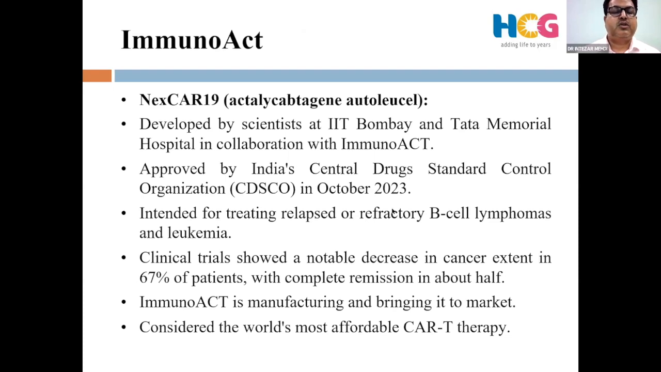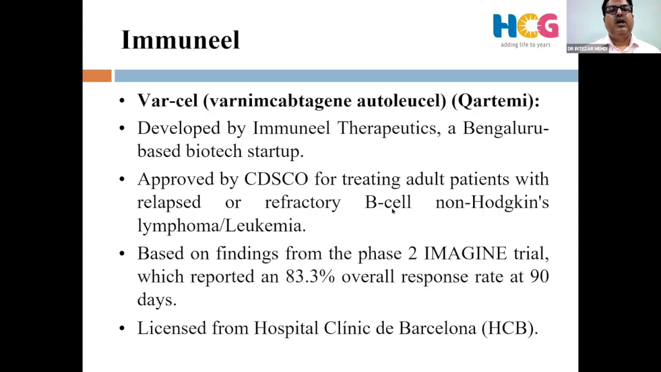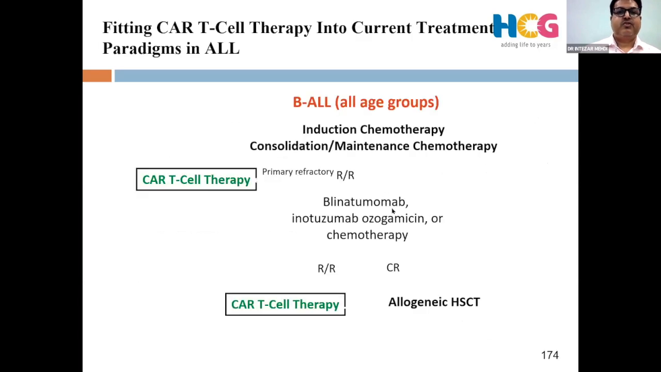The paper for this ImmunoACT was from TMH along with IIT Mumbai, and they showed very good results, about 67%. And similarly, another one, Immuneel, this was from the Bangalore-based biotech startup, and they showed very good response rates in adults and children, and pending for approval for children as of now.